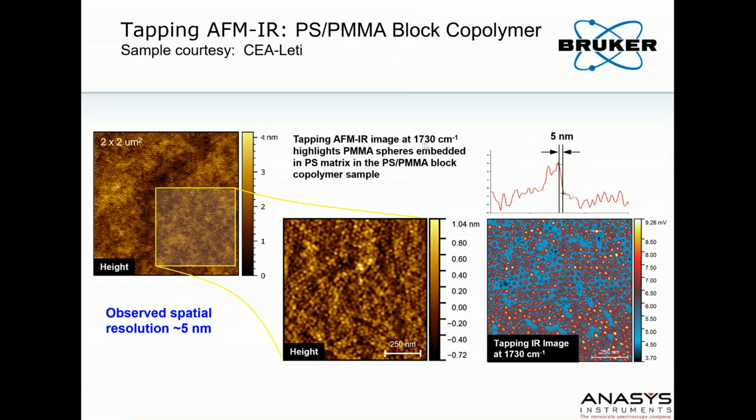So if we tune the IR laser to 1730, that's a band of PMMA. There's no carbonyl in polystyrene. We get the image shown here where the lighter colored areas are the PMMA in the sea of polystyrene. And if we look at the line here drawn through one of the domains, you can see that we've achieved 5 nanometer spatial resolution in the tapping AFM-IR image of this material.